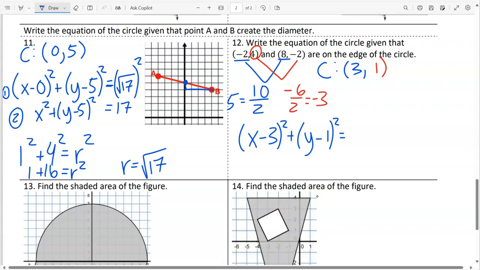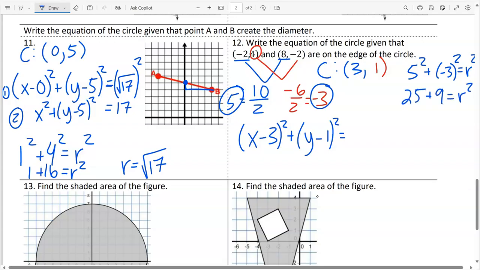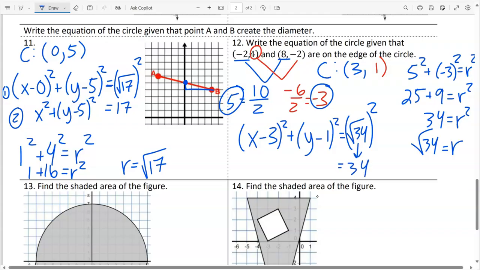All right, well, we have our triangle here. It's 5 and it's -3 to find our radius. 5 squared plus -3 squared. This is 25. This becomes a positive 9. 34. And so our r is the square root of 34. And once again, this could just be rewritten as the square root of 34.